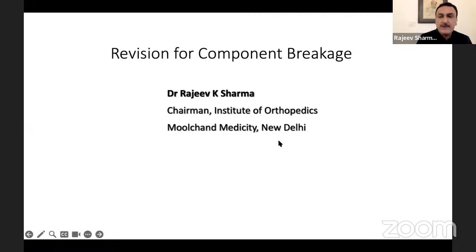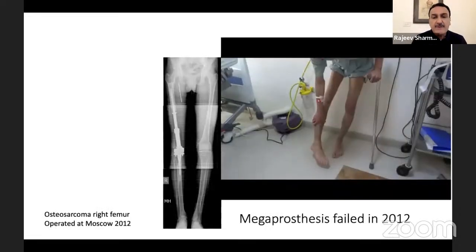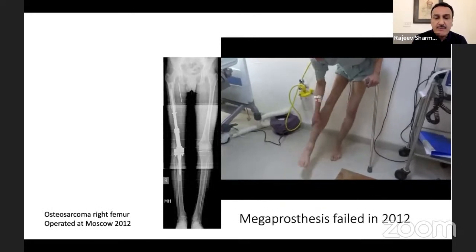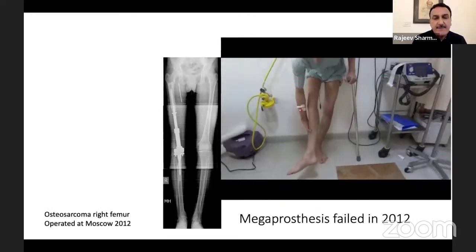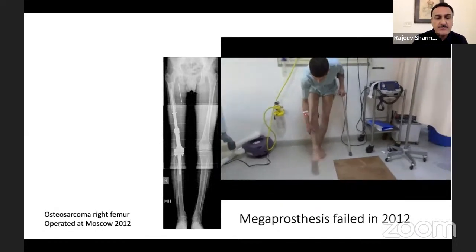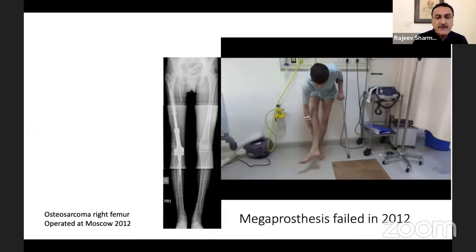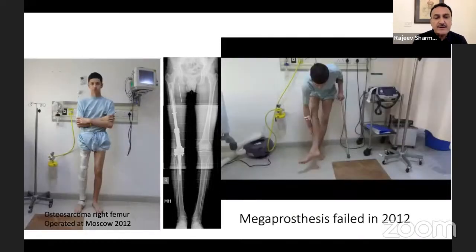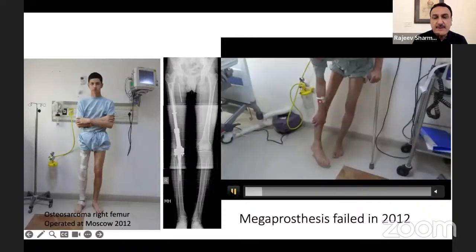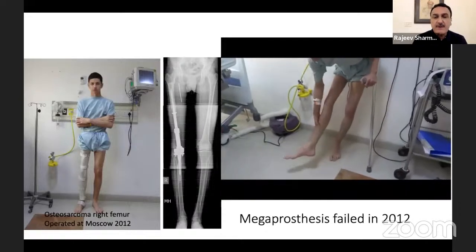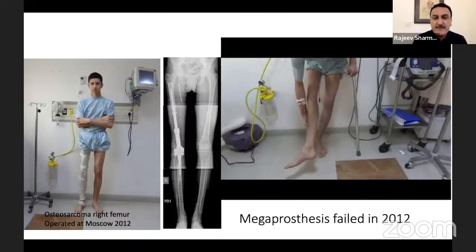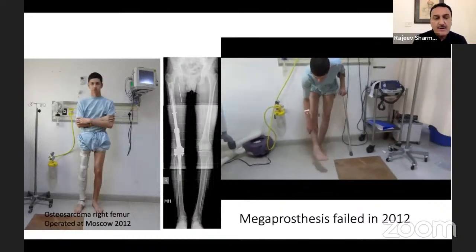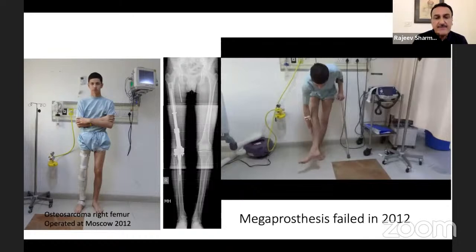I'll be speaking on revision for component breakage, and here is a very interesting case. You have this patient who was operated for a mega prosthesis in Russia, done for an osteosarcoma of the right femur in 2012. The patient was having this kind of rotatory movement that he is showing here. The prosthesis which was put in was not stable. There was a rotatory instability of the prosthesis, and he was able to walk with the brace that we are showing here.